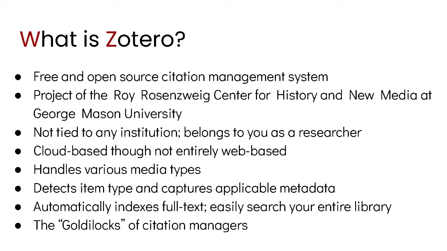And one of the things that we love most about Zotero is it detects your item type and it captures the appropriate metadata for that item type. So is it a book? Is it an article? Is it a web page? Those kinds of things. And we'll go into more detail about that. It will index your full text. So if the full text is available, that'll automatically be captured. And then you can search within that full text.